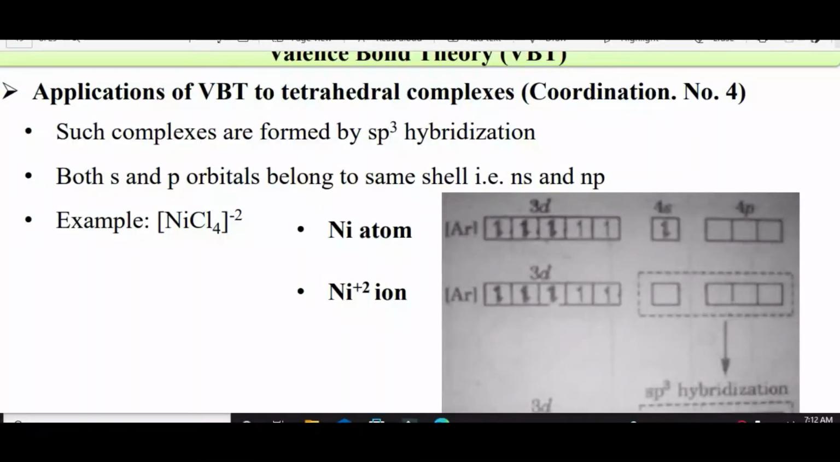In previous videos, we have talked about applications of VBT to octahedral complexes. That was inner orbital and outer orbital complexes. Now we are going to talk about tetrahedral complexes. Tetrahedral complexes contain sp3 hybridization. Both s and p orbitals belong to the same shell, Ns and Np. Example, nickel tetrachloride. Now we will explain it in this structure.